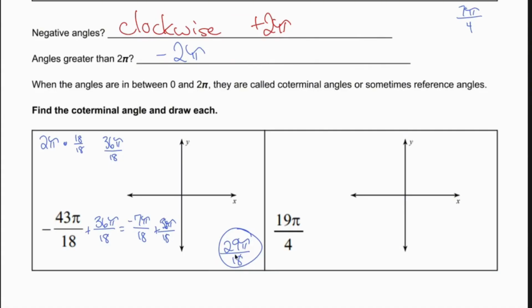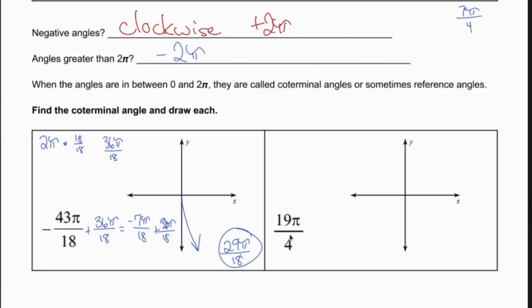So 29 pi over 18, I guess you could use a calculator to really find out what it is. But chances are it's going to be, let me see, I'm just going to estimate that it's going to be around here somewhere. I mean, negative 7 pi over 18 is maybe a little bit lower, maybe somewhere around here. Like that.